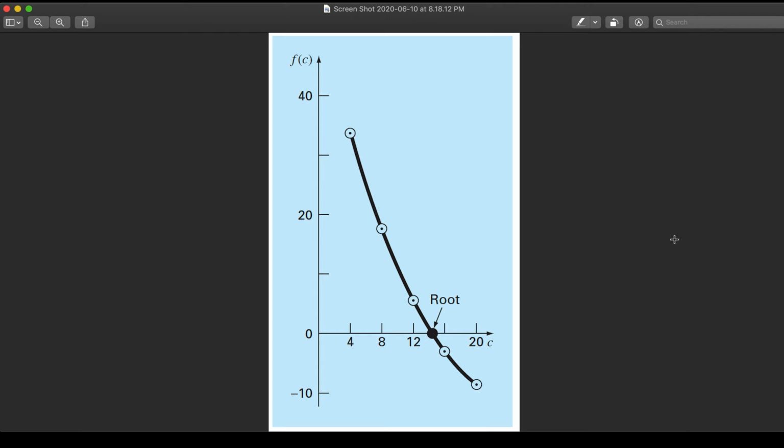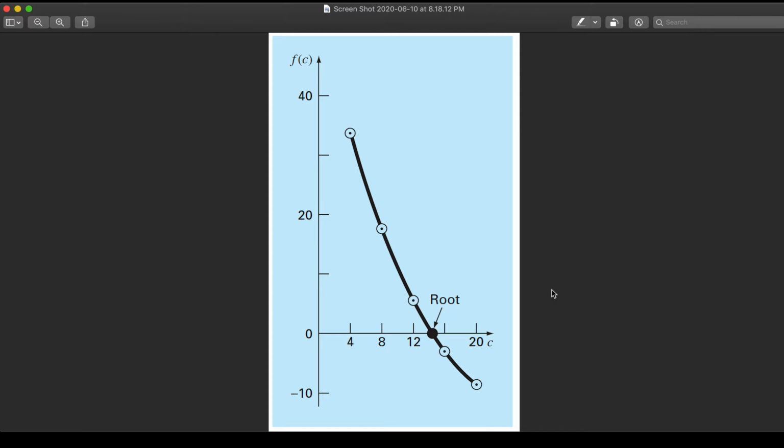So, the bisection method basically comes from the observation that when a function is continuous, its root or its solution is going to be found between a change of signs. Right here, you can see how the answer is found between a positive side of the equation and a negative side of the equation.